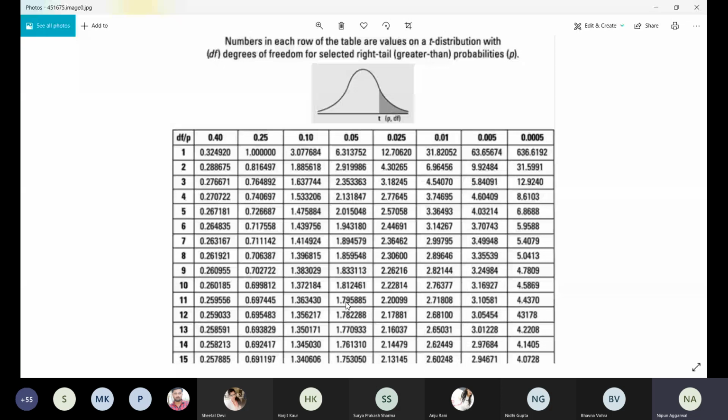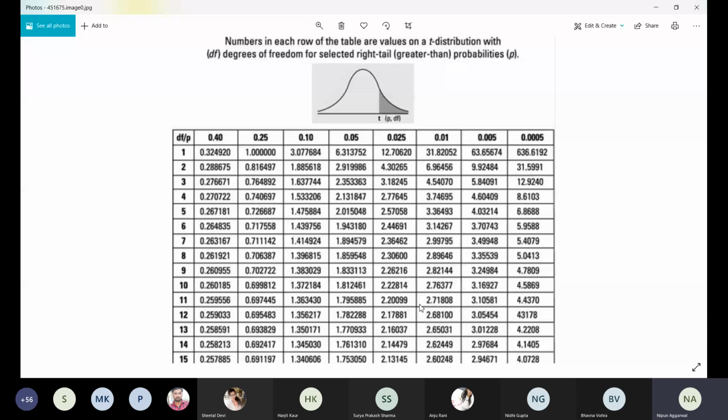Suppose if it is a two-tail test, then 0.05 is divided into two parts. So it is 0.025. Then you have to see the value as 2.2099.